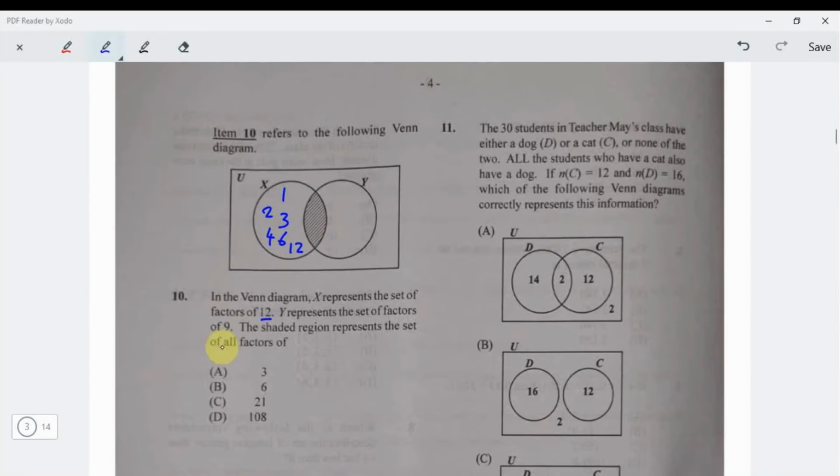And then the factors of 9 is in set Y. So set Y would be 1, 3, 9. So now the shaded region represents what's in common. What's in common between these two has to be 3. That's it. Easy stuff.